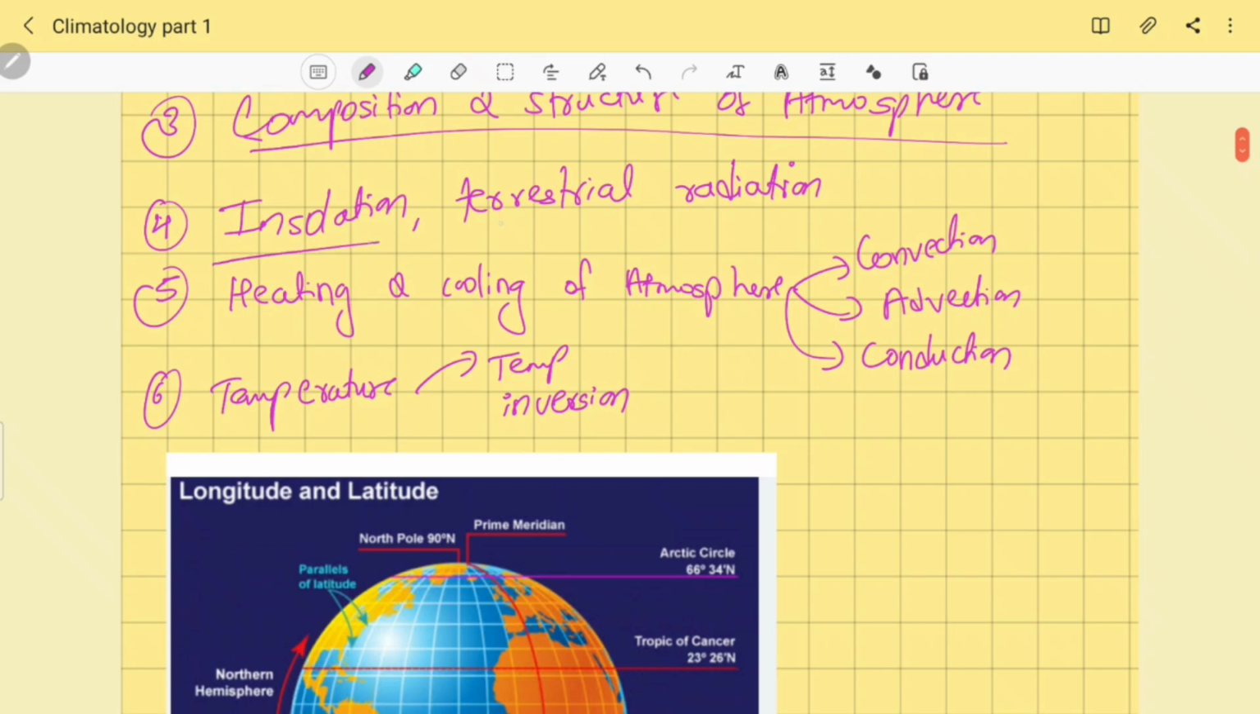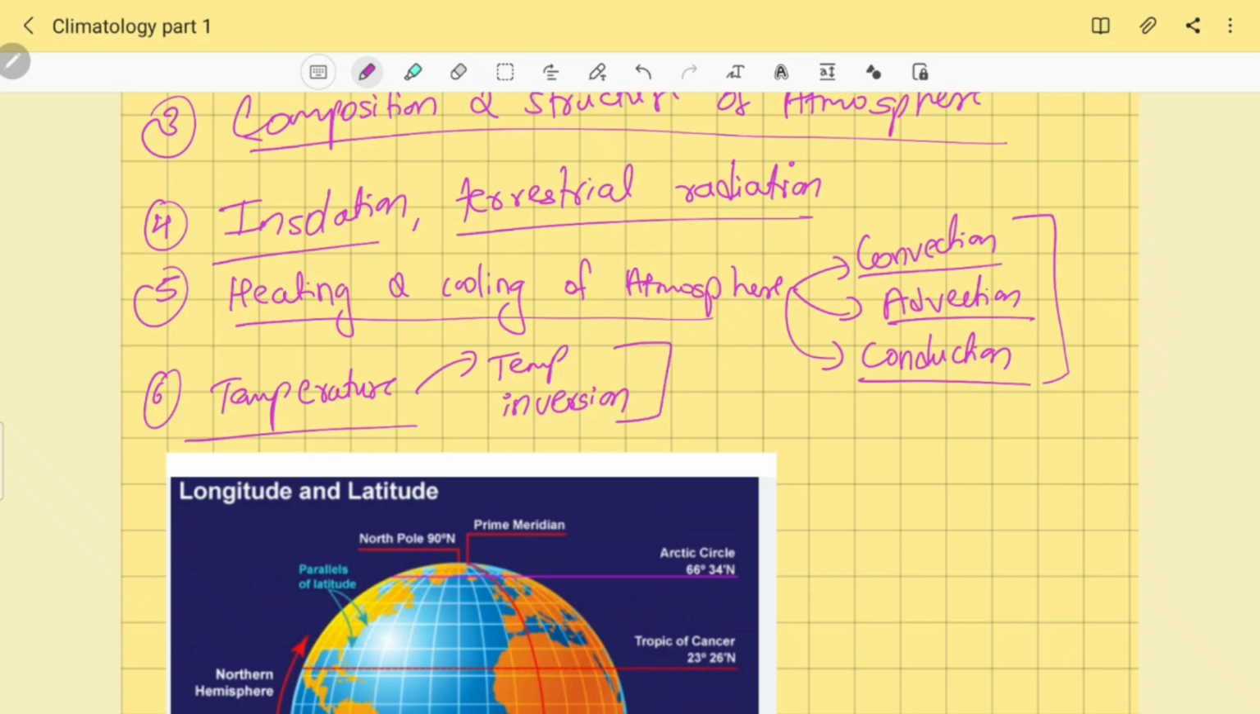Then we will move on to insolation and terrestrial radiation, and we'll be again studying next about the heating and cooling of the atmosphere. In that we will see these words, like what do they mean, like convection, advection and conduction. And finally we'll be completing our lecture with the topic temperature. In that, the very important topic, that is temperature inversion, we'll be studying. Many times we can see questions from this topic, temperature inversion. So we'll be studying everything in detail, conceptually.